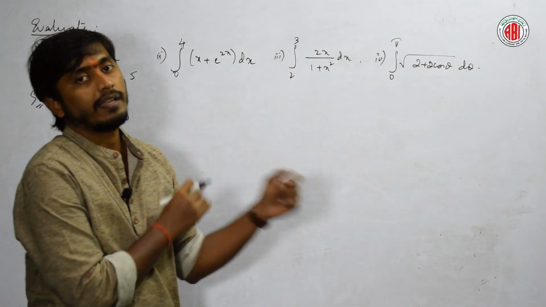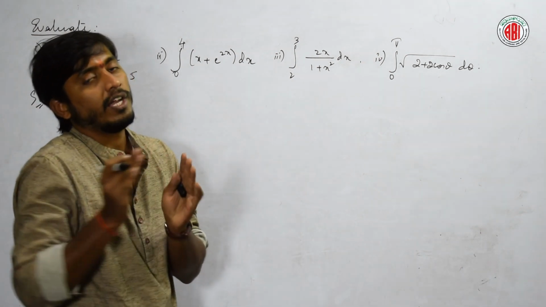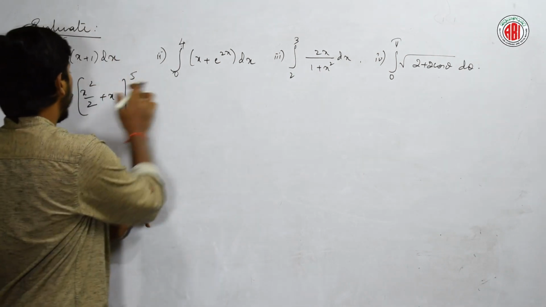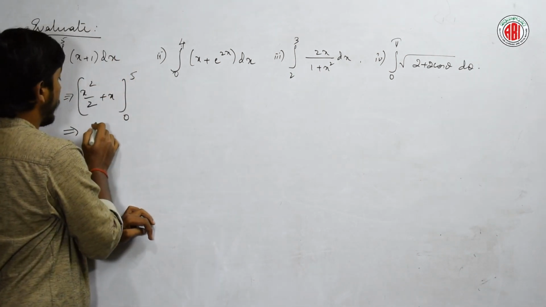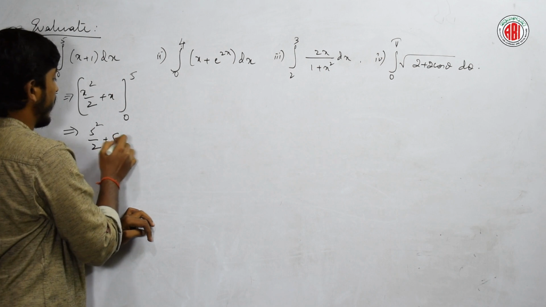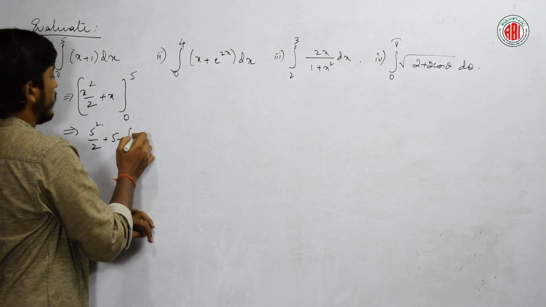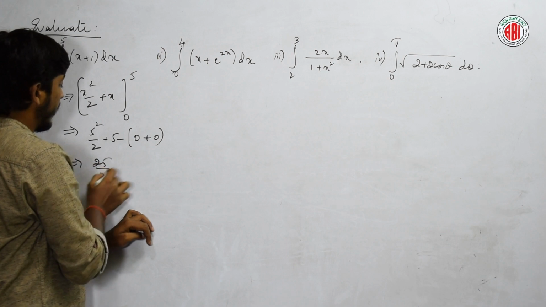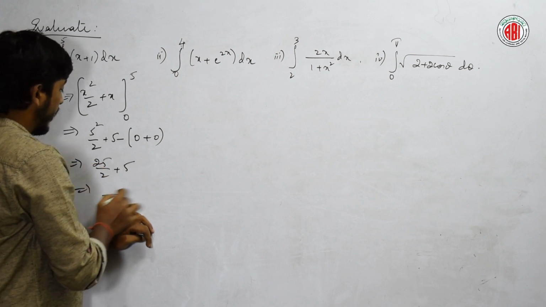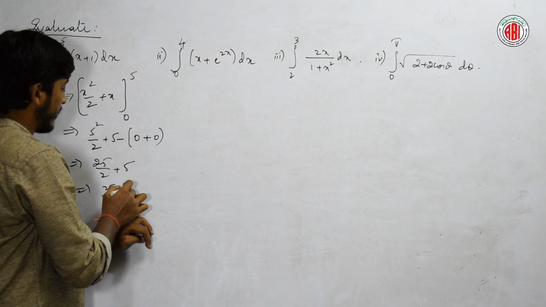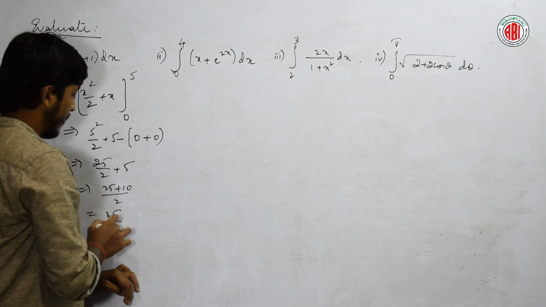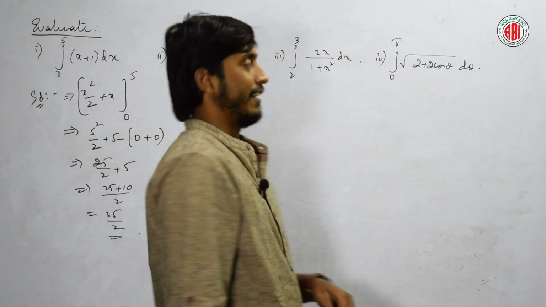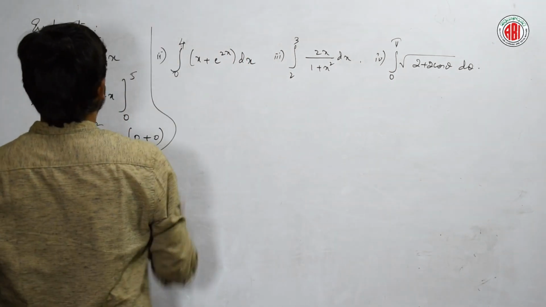It indicates that it is being integrated. Now we are going to substitute the lower and upper limits. First substitute the upper limit: 5 square by 2 plus 5 minus 0 plus 0, so you can leave it. 25 by 2 plus 5, LCM is 2, 25 plus 10, which is 35 by 2, that's it. Clear? Fine. Look at the next question.